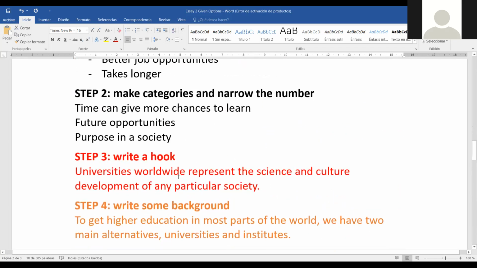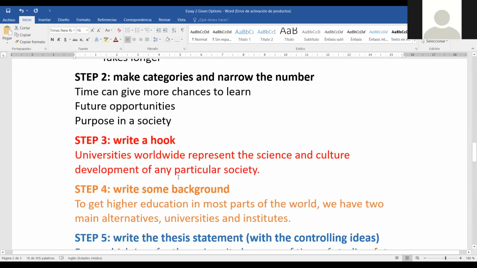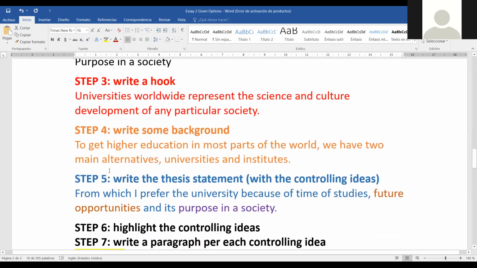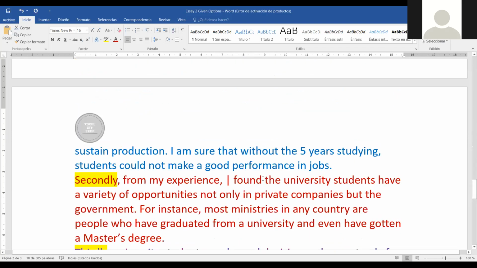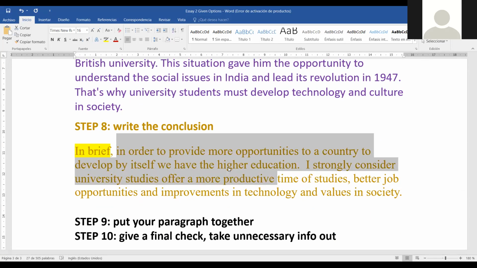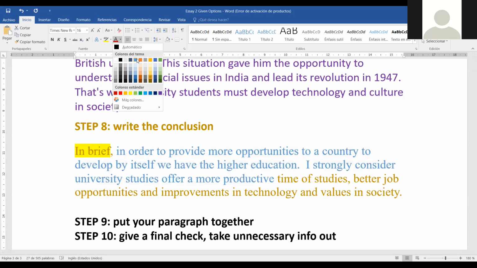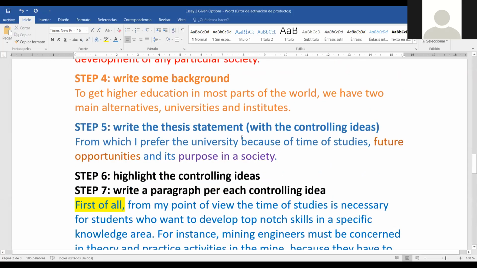In my thesis statement, I am clearly saying that I will pick universities. It is only different words. It says in order to promote the country to have higher education, I strongly consider university students offer a more productive time. All of this is paraphrasing that part. So I would put it in the same color, just for the ones who don't have it clear. This is actually the same that I put here.